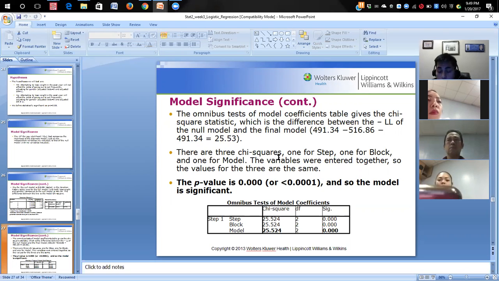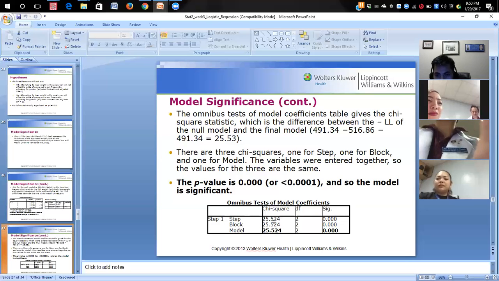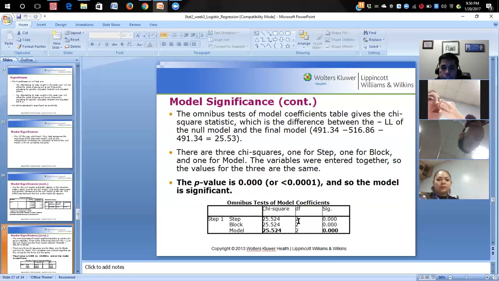And that's why there are 3 chi-squares that will be printed out by SPSS: 1 for step, 1 for block, and 1 for the model. The variables were entered together, so the values for the 3 are the same. Right here, you can see this is the omnibus test for model coefficients. For step it is 25.52, for block 25.52, and for the model it's also 25.52. These are all SPSS output, and the significance is 0.00 for all.